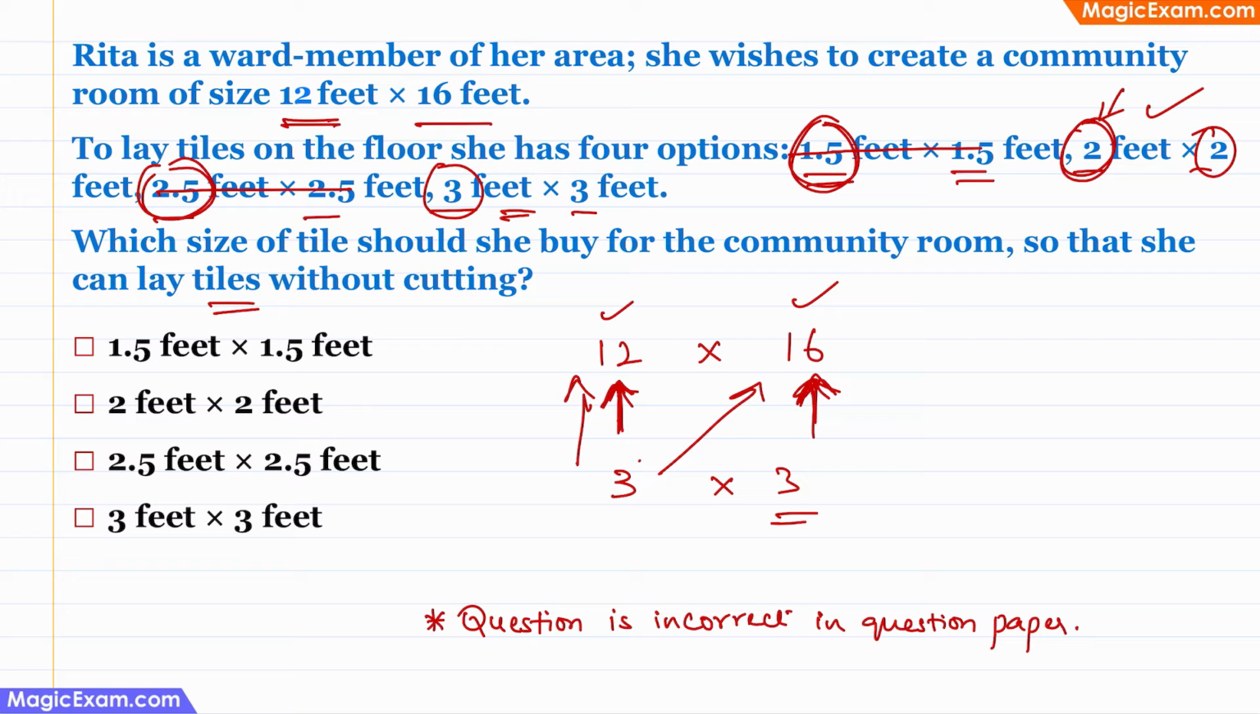So again here also 3 will divide 12, but neither the length nor the breadth of the tile will divide 16 properly without any decimal point or remainder. Therefore 3 into 3 will not work. So this can be eliminated.